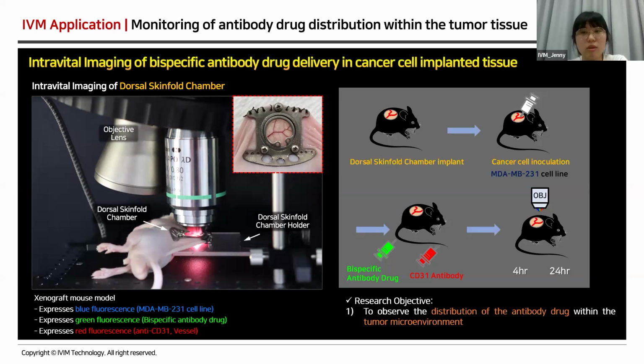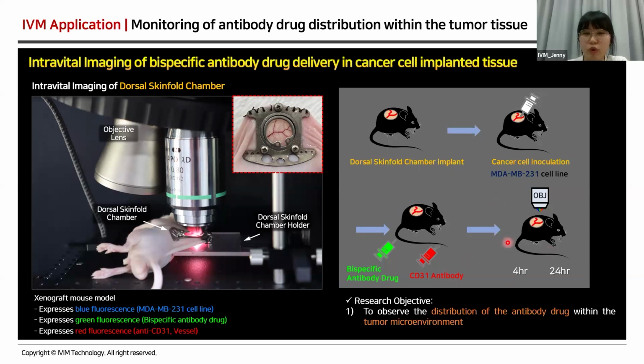So based on this need, the present study analyzed the intratumoral distribution patterns of bispecific antibody drugs through real-time in vivo imaging. For this experiment, we first established a tumor model by implanting a dorsal skin fold chamber in the mice, and then we injected cancer cells to create the tumor model. Then the mouse was injected with the bispecific antibody drug and also with antibodies to visualize the blood vessels in the mice with red fluorescent signals.